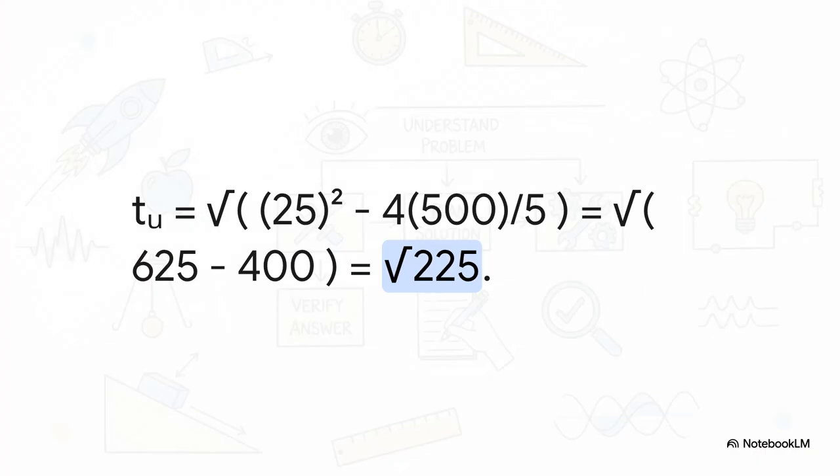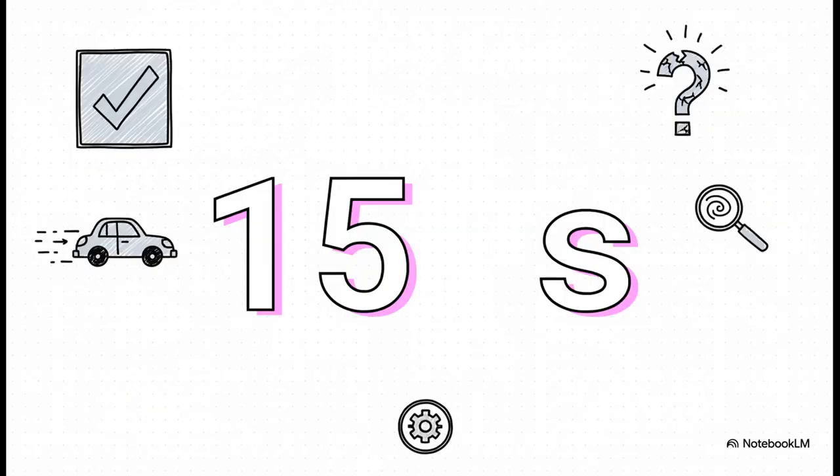Tau is 25, so tau squared is 625. The total distance was 500 meters, and w was 5. So that second term is 4 times 500, which is 2,000, divided by 5, which is 400. So we're left with the square root of 625 minus 400. That's the square root of 225. And the square root of 225 is 15. So the car moves uniformly for 15 seconds. Case closed. Or is it?